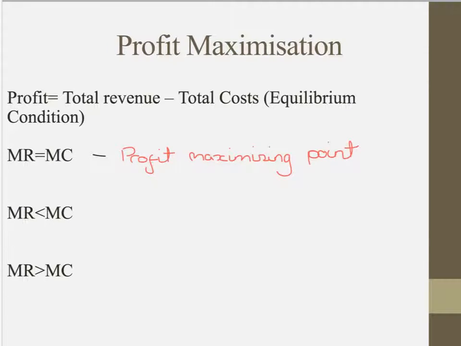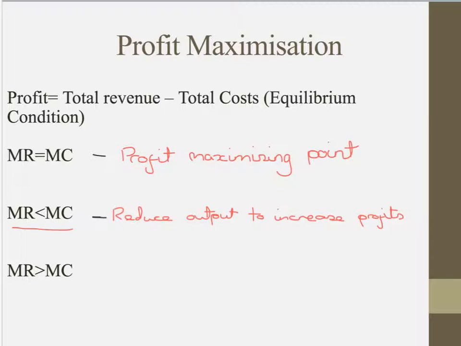Now the reason for this is if marginal revenue was less than marginal cost, what that means is the amount of revenue you gained from your last good sold was actually less than it cost you to make. So you're actually going to be making a loss. So you have to reduce output to increase profits at this point.